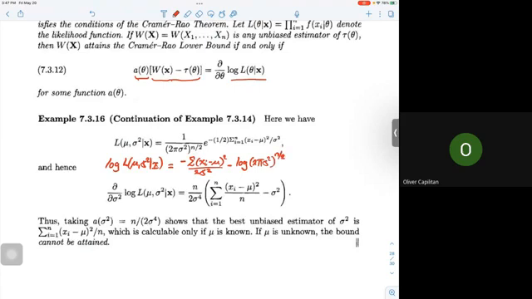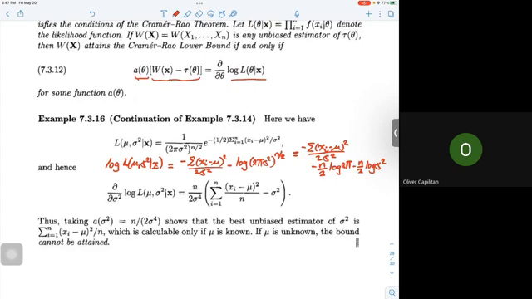Or this is equal to, let's write it here, we have the negative summation of x i minus mu quantity square divided by 2 sigma square. Our second term, we have negative n over 2 times the log of 2 pi, minus n over 2, then we have the log of sigma square. Okay? So that is our log likelihood function.